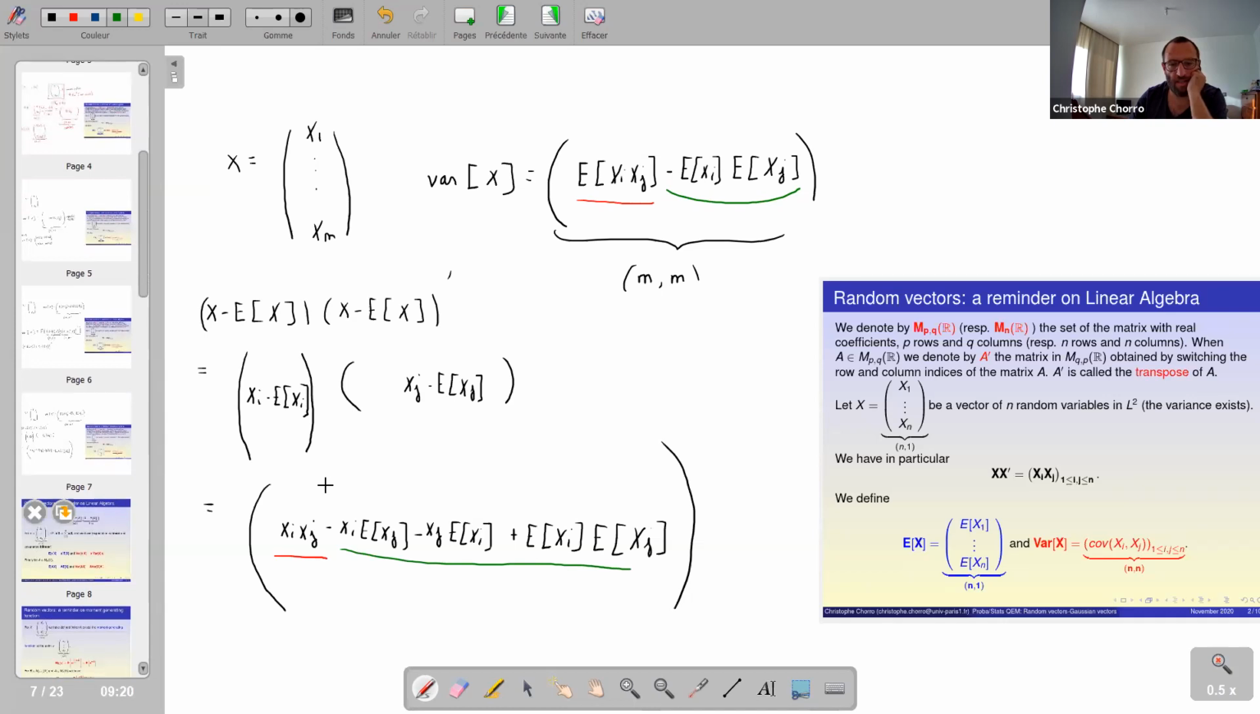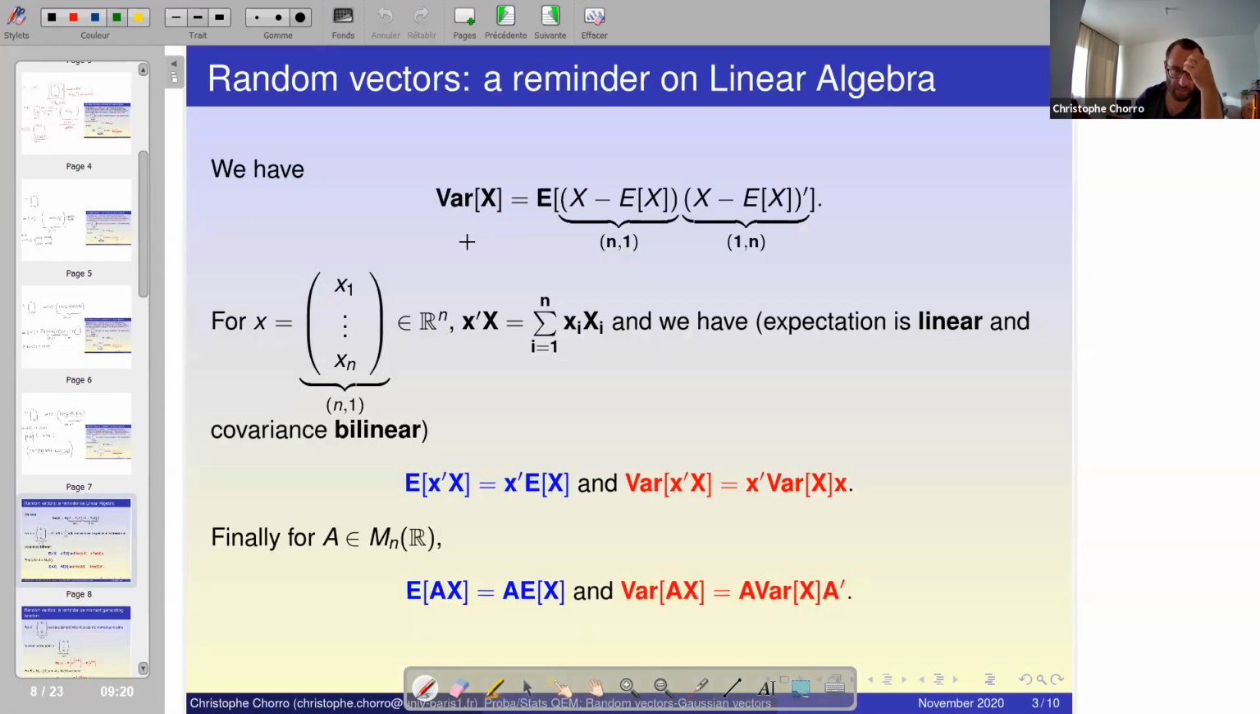That is, the variance of a random vector may be expressed compactly using matricial notation. That is the expectation of the column vector x minus the expectation of x, multiplied by the transpose of this vector, x minus expectation of x transpose, and I obtain this way, as I have proved previously, this variance. Okay.